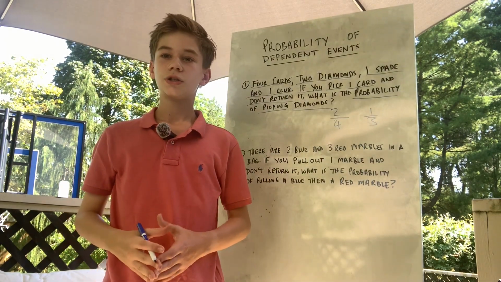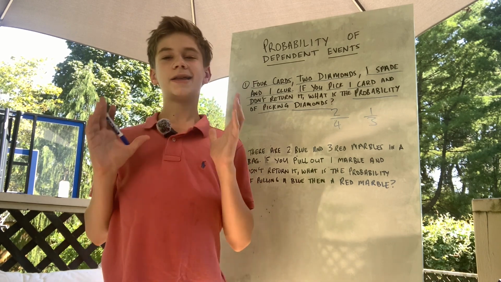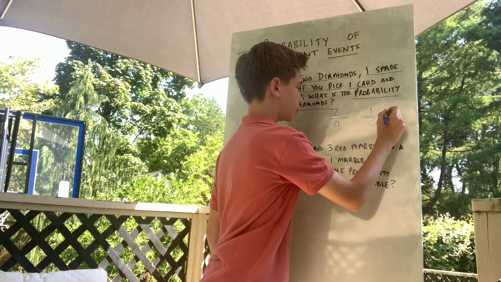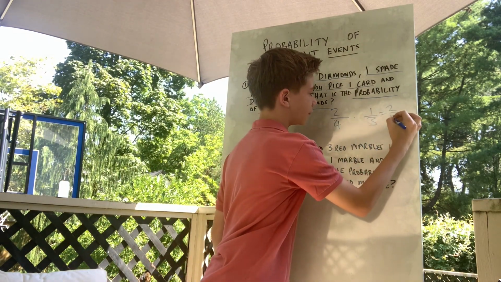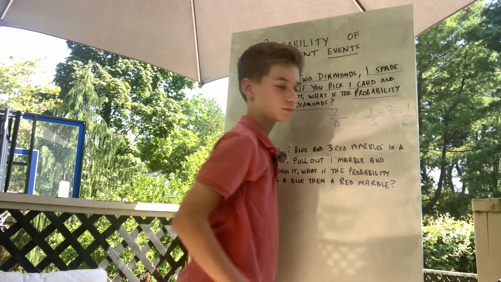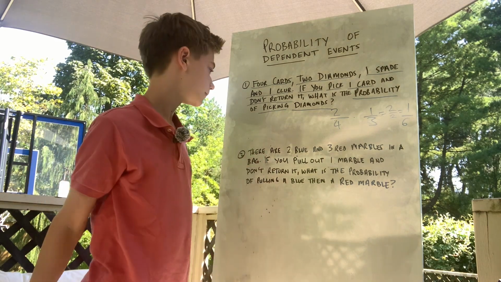Okay, so now, the same as independent probability, we're going to multiply these 2 probabilities together. The result is 2 out of 12 or 1 out of 6, if you want to simplify it. Now let's go to our second question.